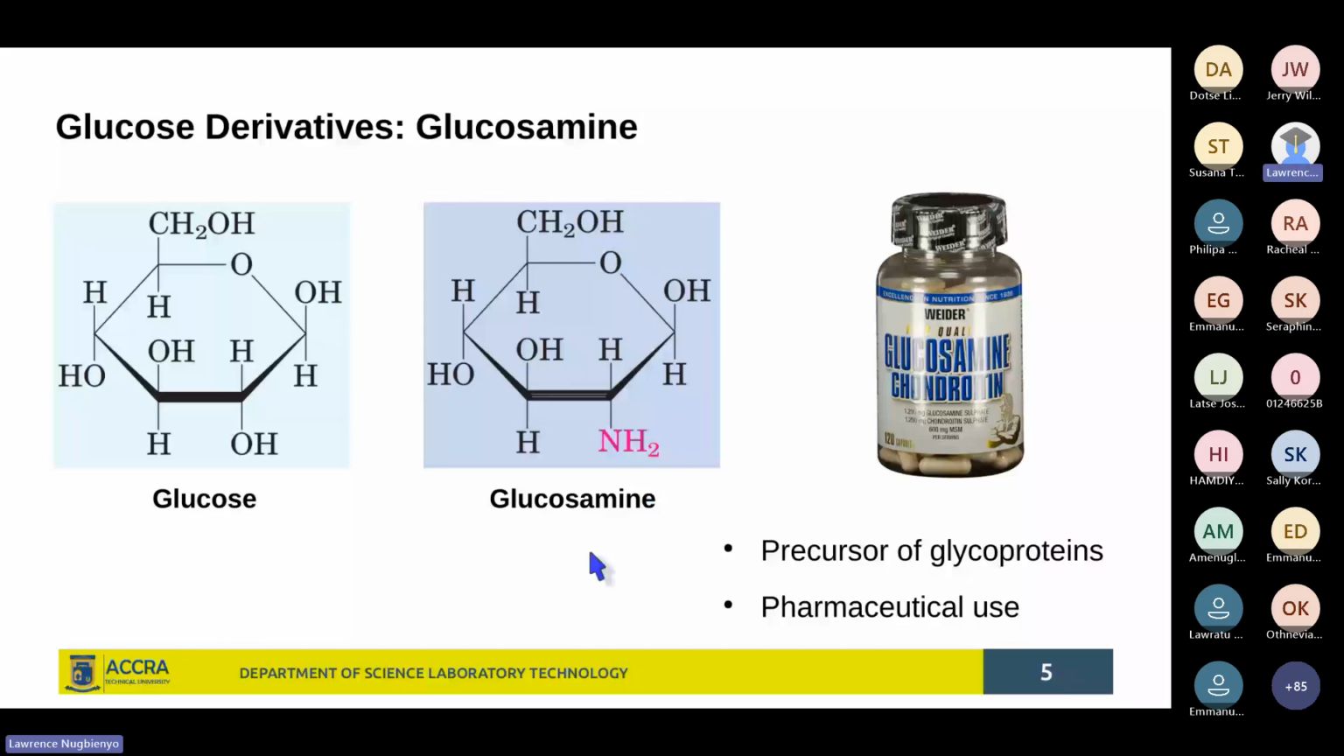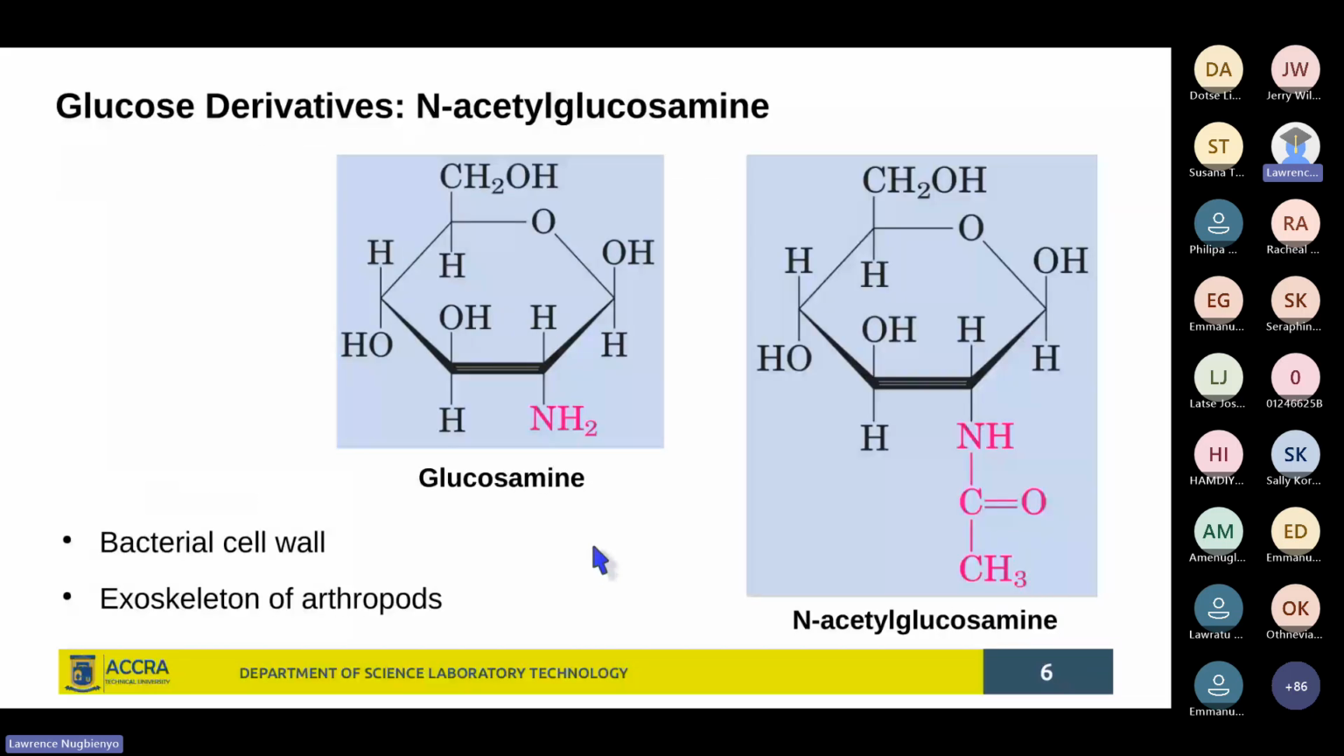Then, even looking at glucosamine, you can have that modified further into what we refer to as N-acetylglucosamine. So here I've put the glucosamine, what we looked at in the previous slide. You see glucosamine on carbon number 2 has an amine group there.